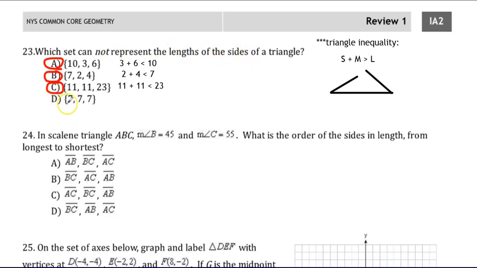The only one that does work is letter D, and I'll tell you why, because 7 plus 7 is 14, and that total, that 14, is definitely larger than 7. So that is the only one that works for the length of the sides of the triangle. Maybe we could rewrite this multiple choice problem for you when you come into class.